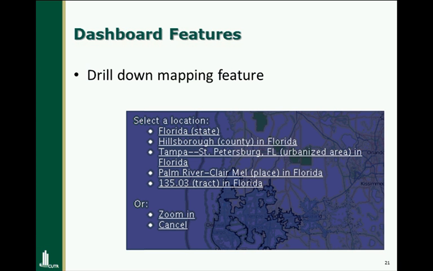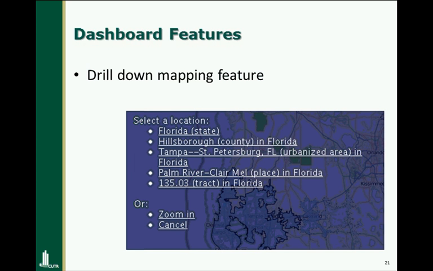And then we also have a drill down mapping feature. So with that map that you saw before, you could zoom in by clicking on the map, and it brings up this dialog box that you see on this screen where it says you've selected a location. You could see the drill down that you actually selected a place in the state of Florida, in Hillsborough County, in the urbanized area of Tampa, St. Petersburg, in the census designated place of Palm River, Clair Mel, and at census tract 13503. So you could choose to select those and it would zoom right to that geography, or if you wanted to zoom in a little bit more, you could zoom in or cancel. So it's an interactive map characteristic.